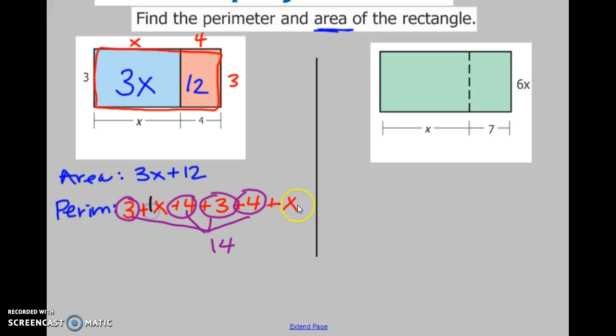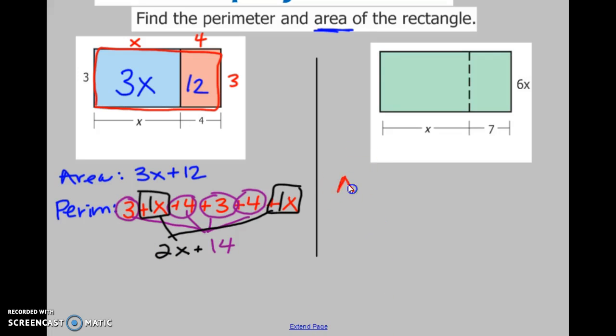And this is really a 1x and this is really a 1x. So we have 1x plus 1x is 2x. So we combined those together as well. I always like to write our x's first because that is how your answer key will write your answer as well. So our perimeter is 2x plus 14.